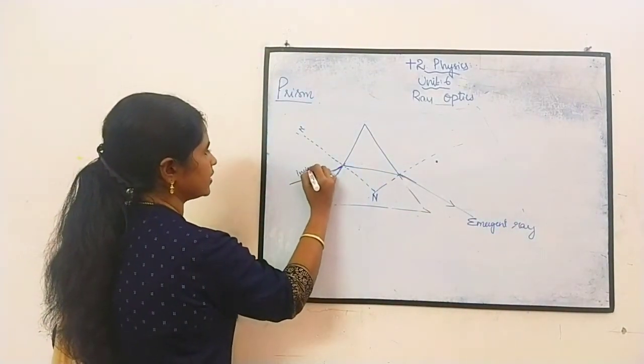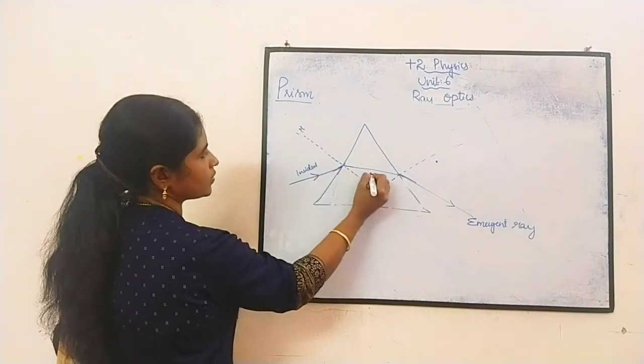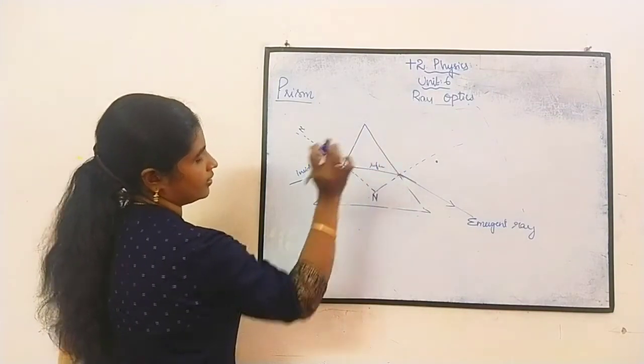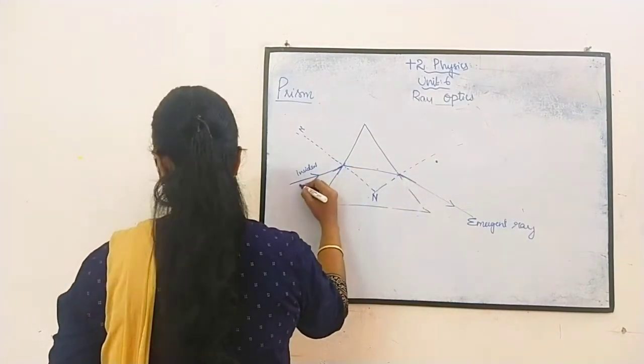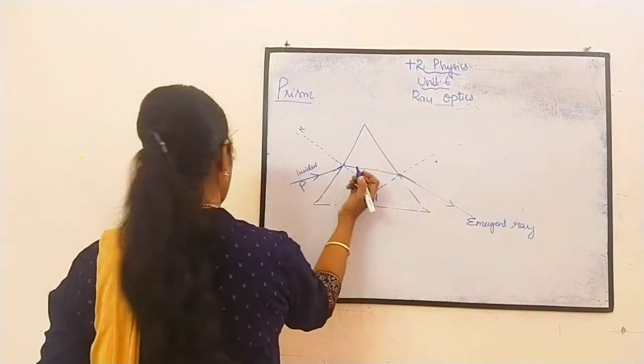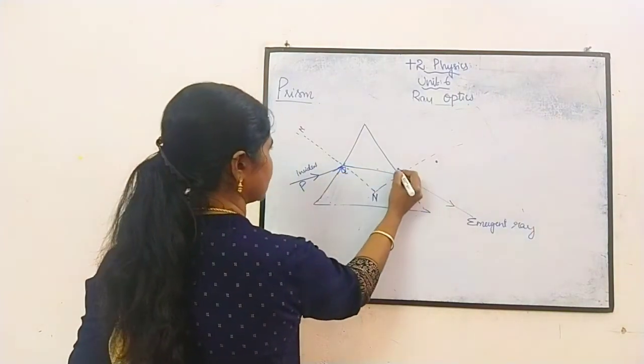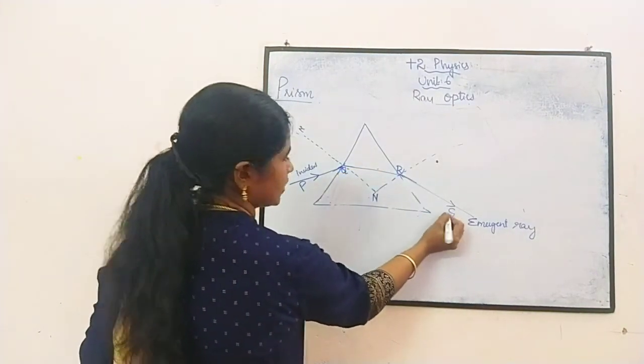This we will call the incident ray. This we will call the refracted ray. Clear? Now let us give names for this. Let us take this as P, this point as Q, this as R and this as S.